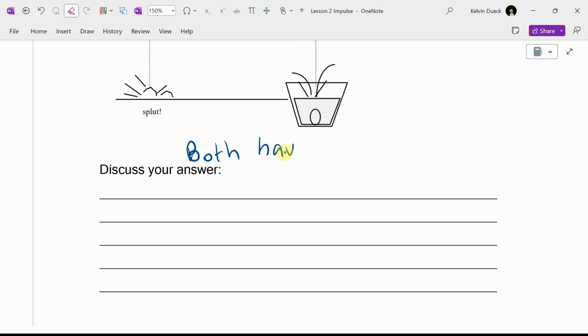Both have the same impulse because we want their final to be 0 and their initial would be the same speed right when they hit the ground because they got dropped from the same height. You okay with that? Draw a little line down the middle here. I'm going to write floor, H2O, water.